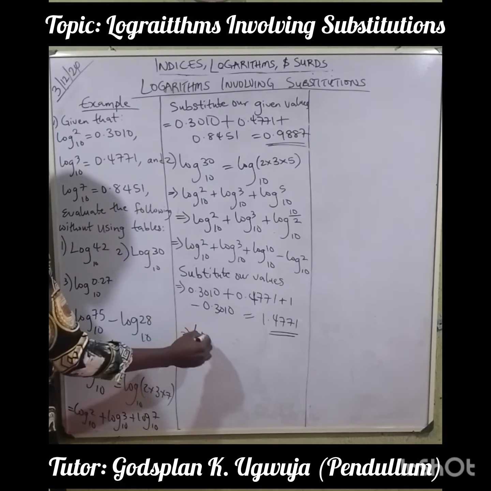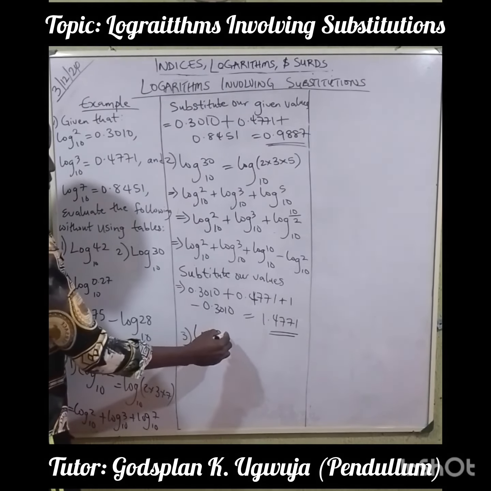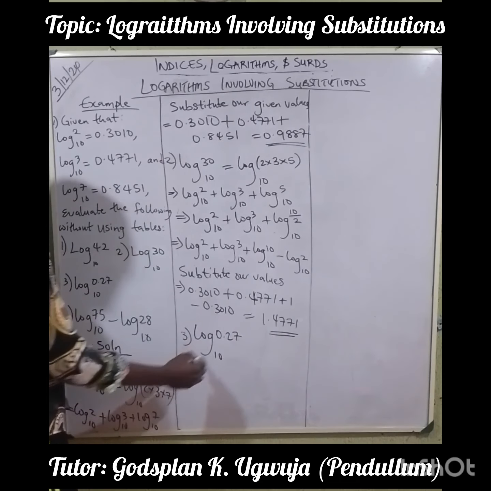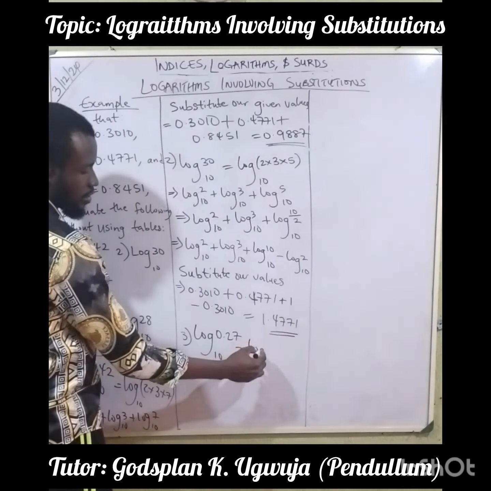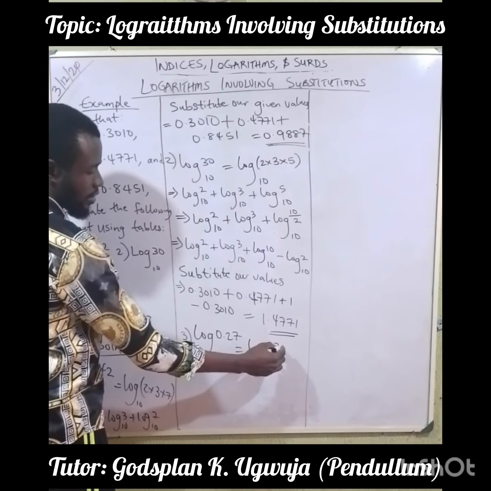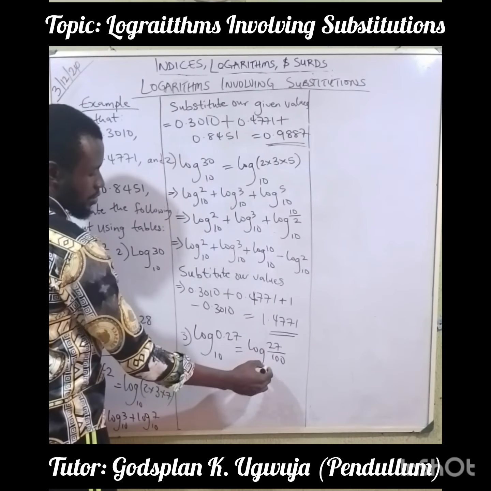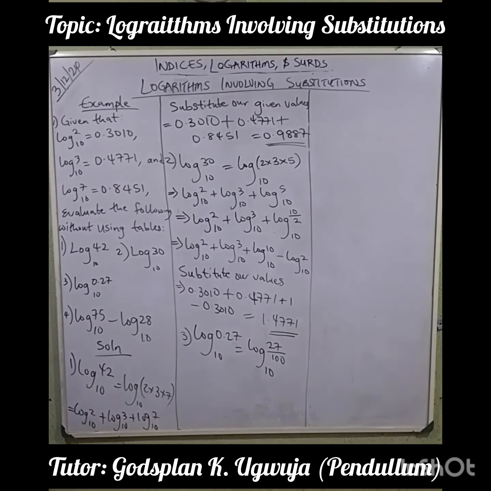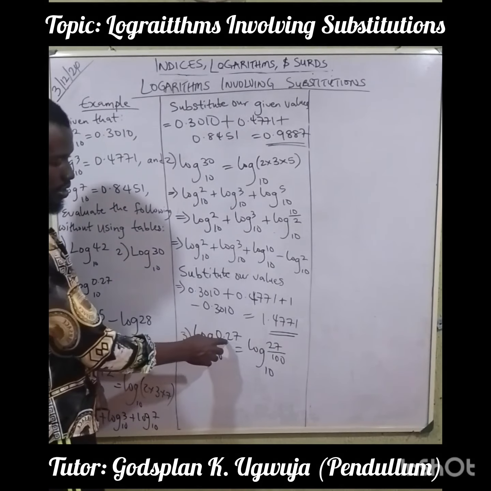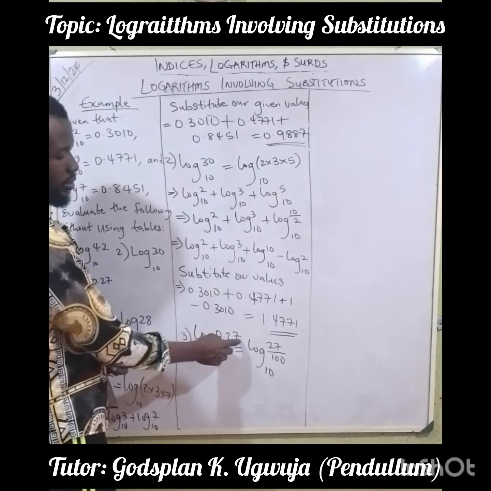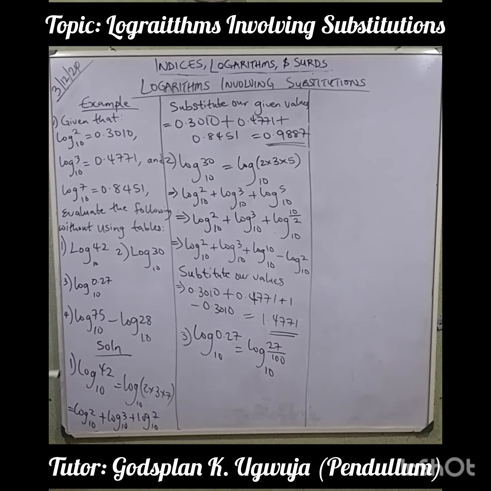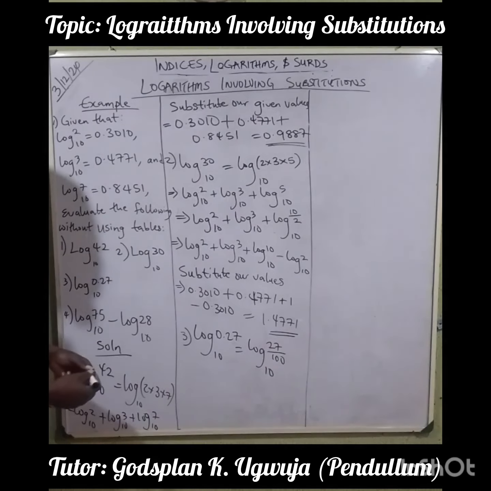Alright, so let's look at this one. Log 0.27 base 10. Now I can rewrite this as log 27 over 100 base 10, right? 0.27, I want to write it as a fraction. So I can rewrite it as 27 over 1 with 2 zeros. That's how I got this. Converting from decimal to fraction should not be an issue for you.